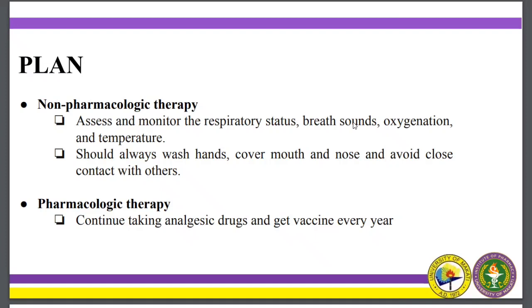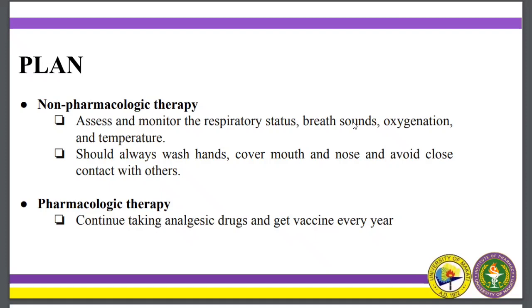And also, medicines can help talaga, like yung analgesic drugs. So, we advise the patient na i-continue na lang yung pag-inom ng ibuprofen para sa sakit ng katawan niya, para sa lagnat niya. And dun sa masasakit na lalamunan niya, natural remedies yung gawin ni patient.